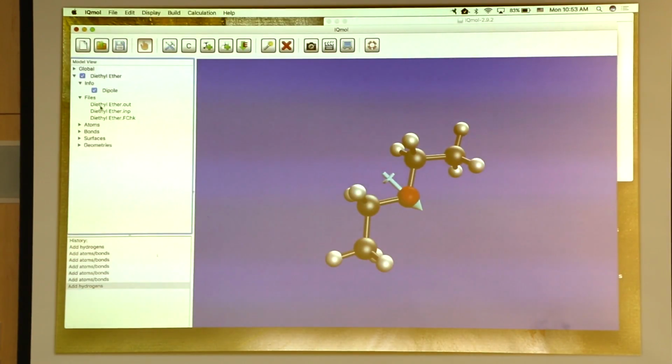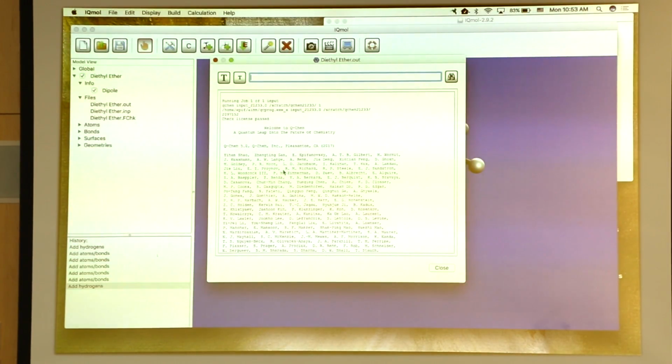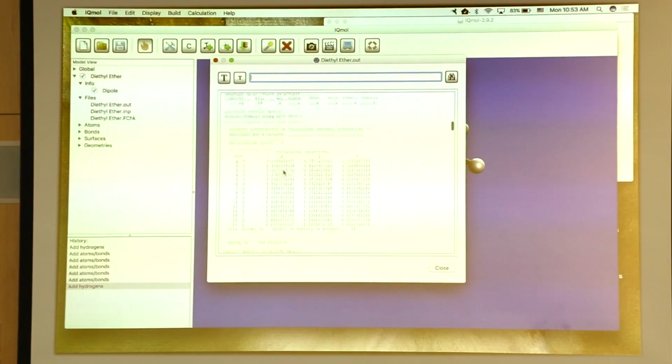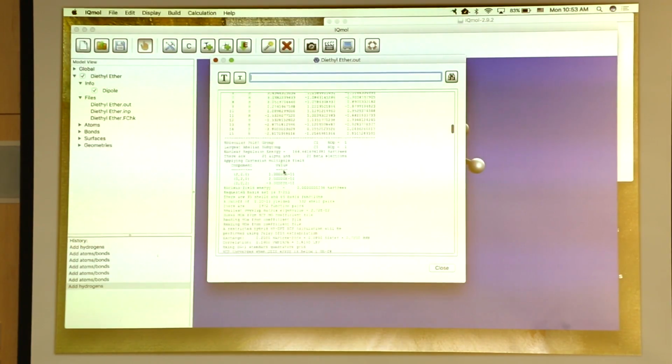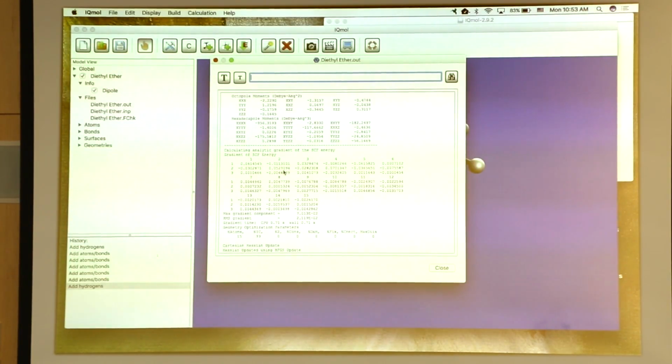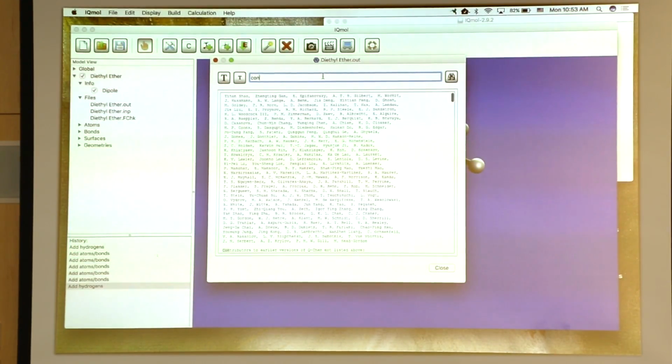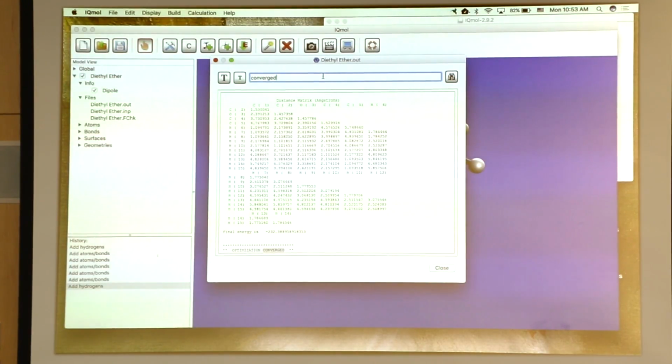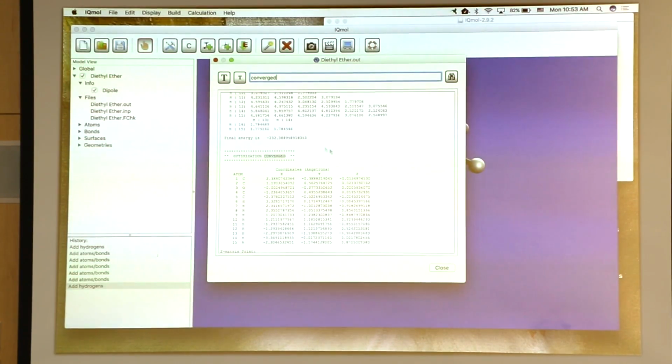Let's see. I can look at the files. These are only if you're really, really interested in details. You see, these are very verbose. They have every bit of information you could possibly want in them. So if there's ever something that you can't get out of the GUI, you can search. I can look for converge. Oh, look, optimization converged, and then it tells me everything after that.